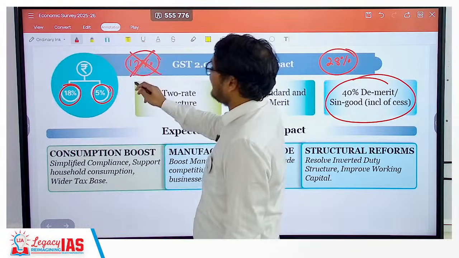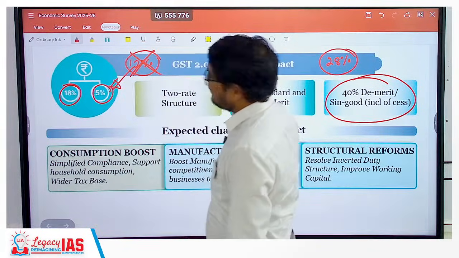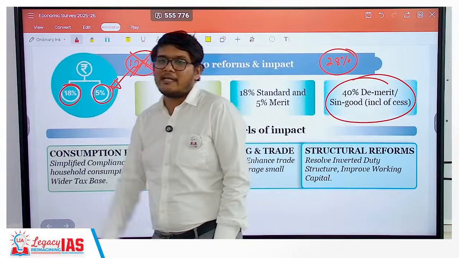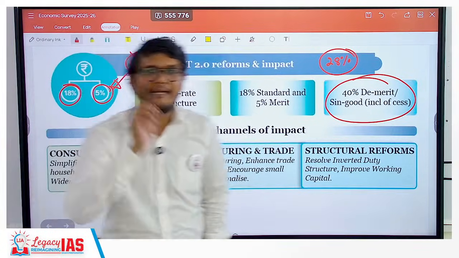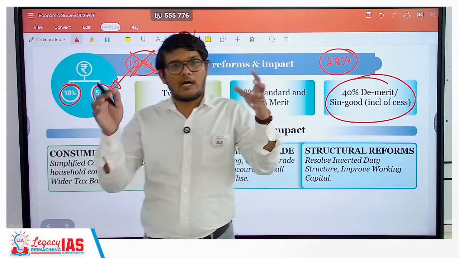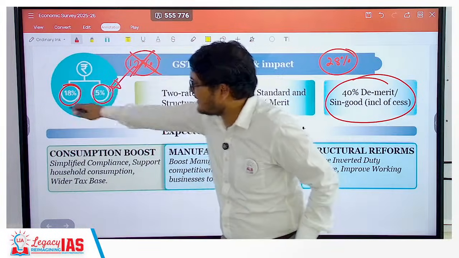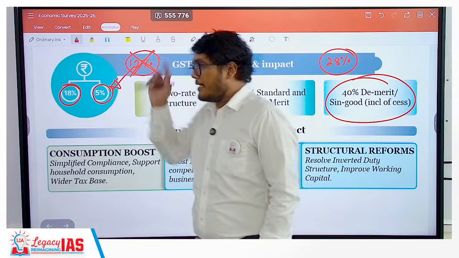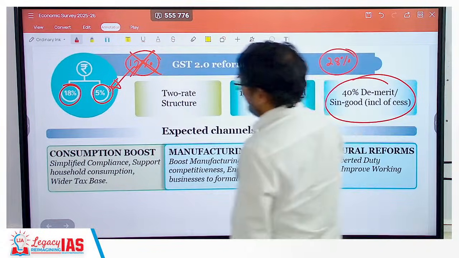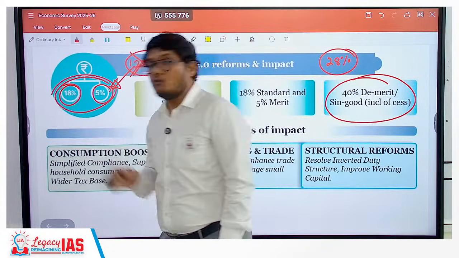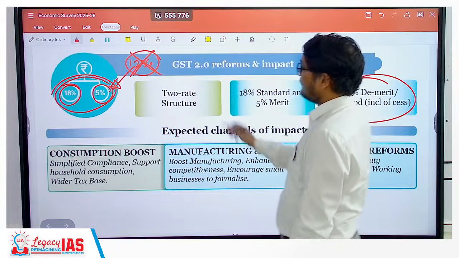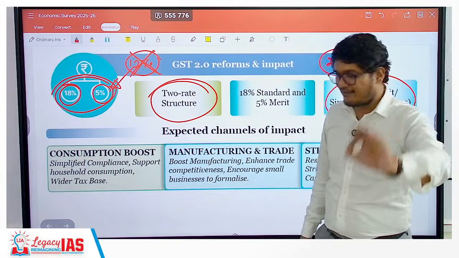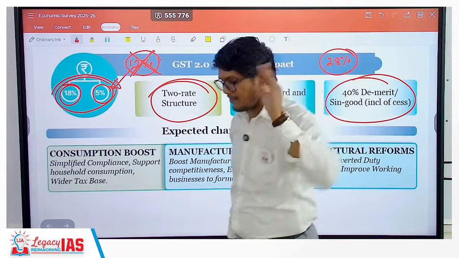The 12% tax slab things have now been brought under 5% tax. In fact, some of the 28% taxes have gone down to 18%. An example is your LED TV. Now in LED TVs, up to certain sizes, you will only have 18% tax. Only the very big size LED TVs will have the demerit good taxation rate. So a lot of things have been reduced in taxation, and we have a two-rate structure. So do not get confused in your prelims exam. If it says that the GST has a two-rate structure, yes, that is correct.